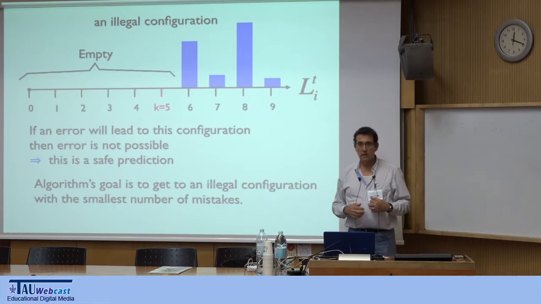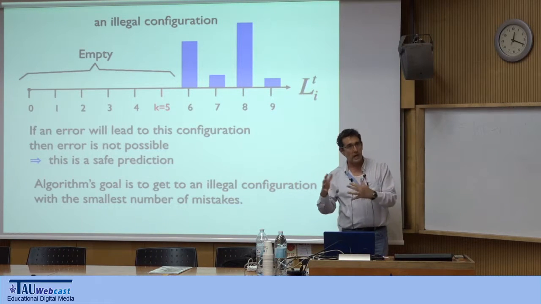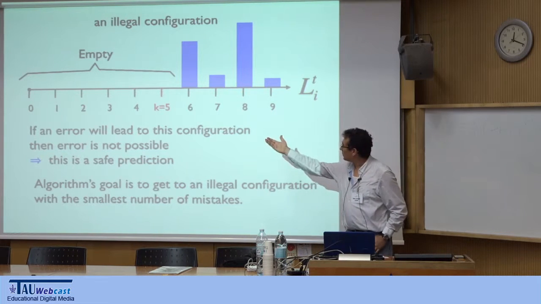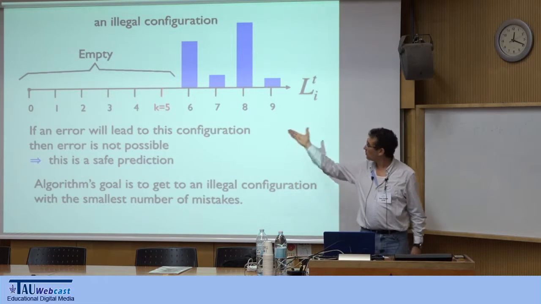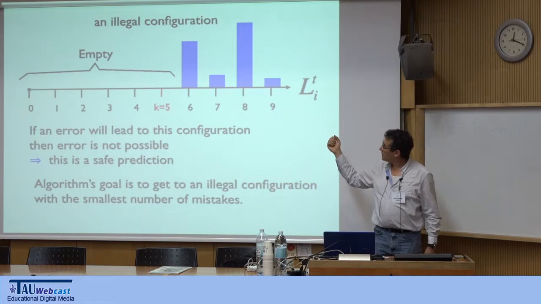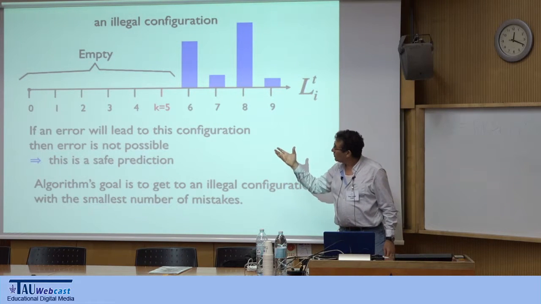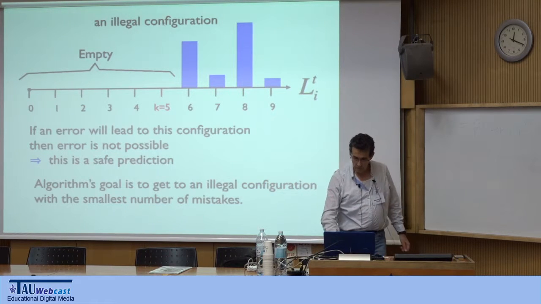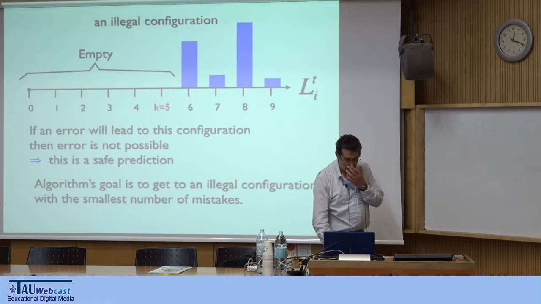Every mistake, this is the amortized analysis part of it, is basically moving mass up, and you will stop when all the mass is out of the 0 to 5. And so you want to move mass as fast as possible out of here. Okay, so how do we analyze this?